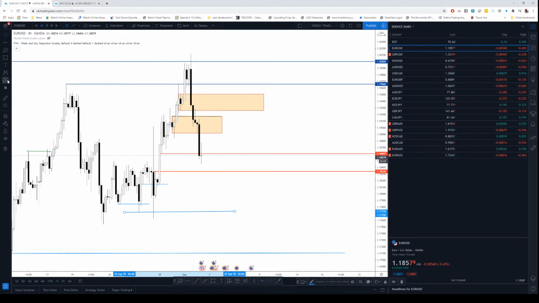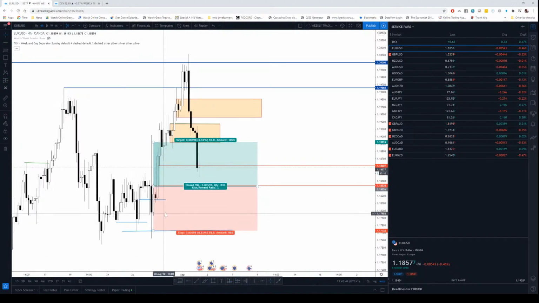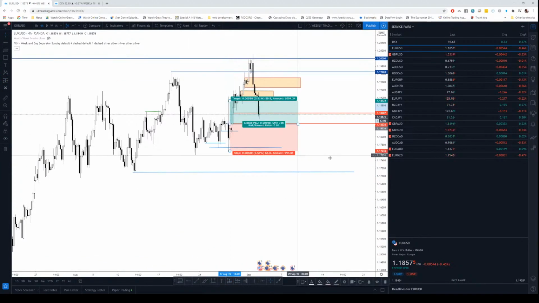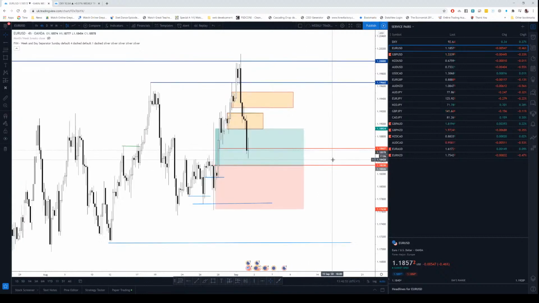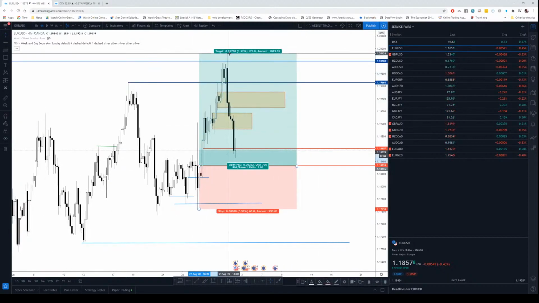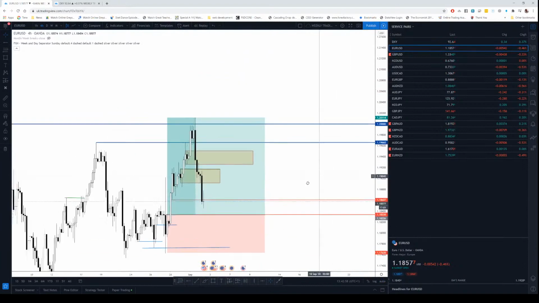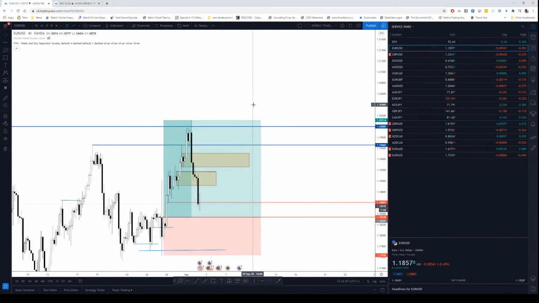So based on, if you're taking it as a swing trade, then you can take it this way. Okay, if you're taking it as a swing trade, you can take it this way and then expect price to push back above this high and a continuation to the upside. Okay, that's if you're taking it as a swing trade.